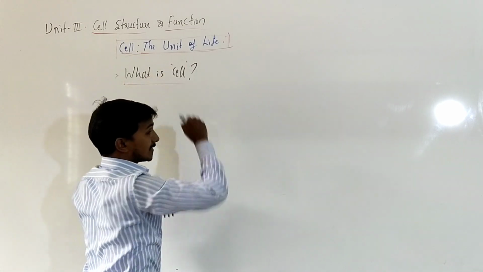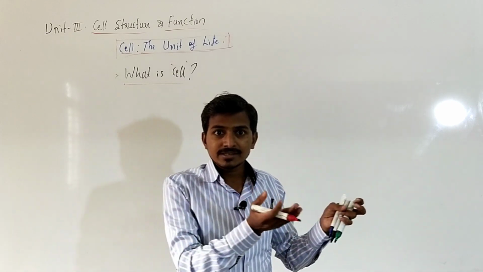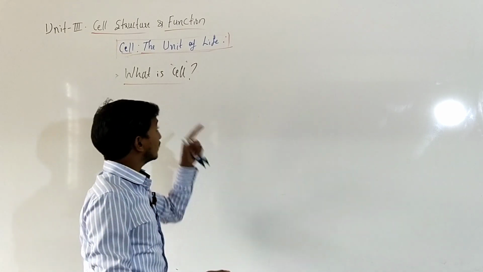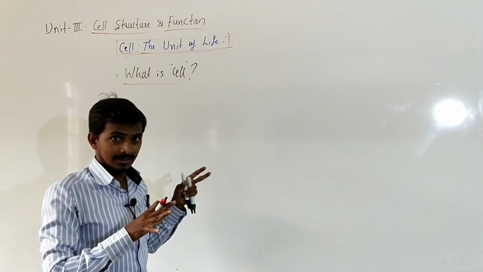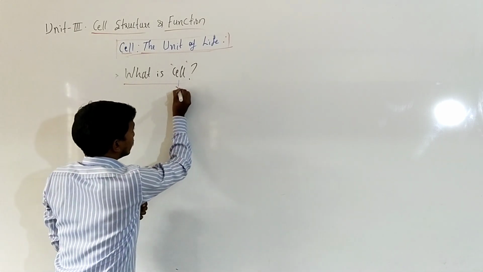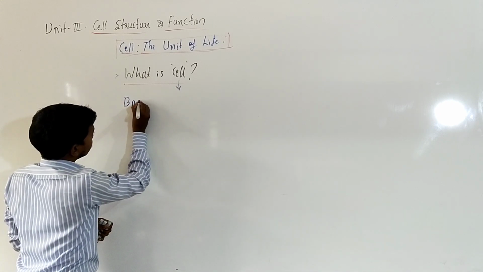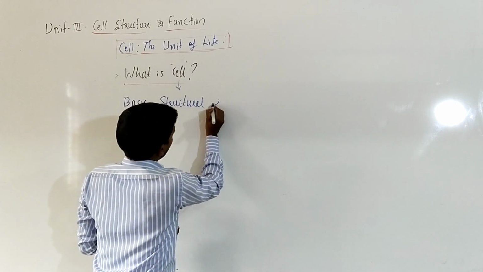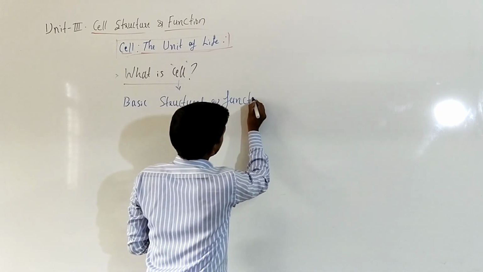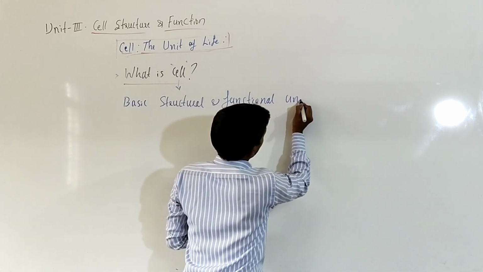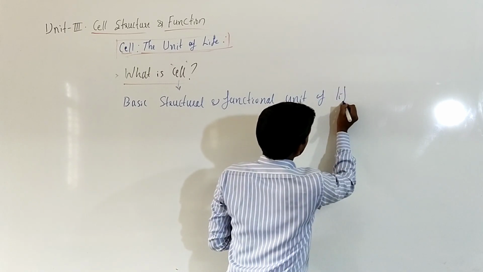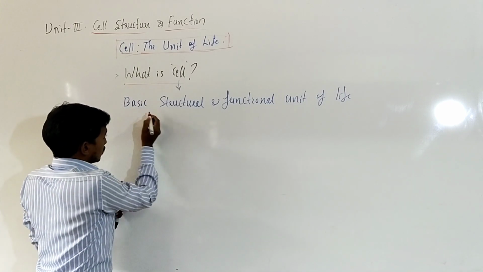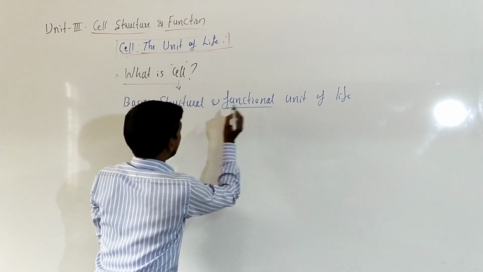What is cell? When we go to physics, the cell sometimes means battery. When we come to electronics, cell means our phone. But here the cell in living organisms, we can define the cell as the basic, structural and functional unit of life.